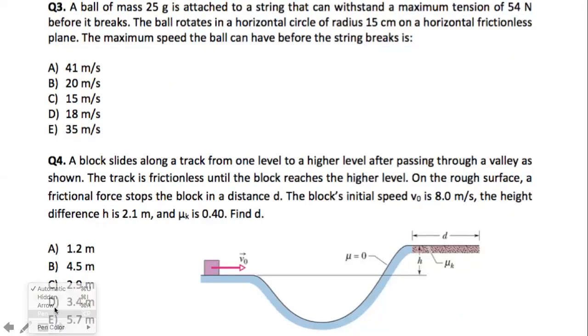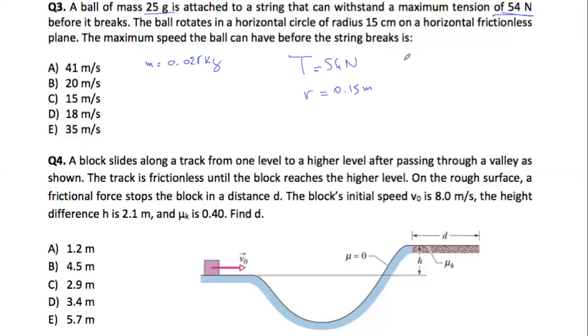So now we look at this problem, question 3. You read it carefully. I give you the mass, you put it in kilograms, 0.025 kilogram. I give you the maximum tension, 54 Newton. The ball rotates in a horizontal circle, and I give you the radius 15 centimeters, so 0.15 meters. Of course, on a frictionless plane, the question is what's the maximum speed before the string breaks.